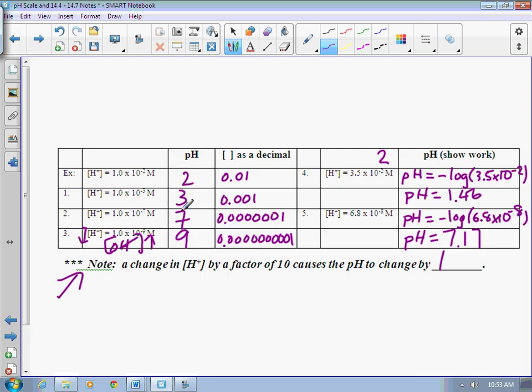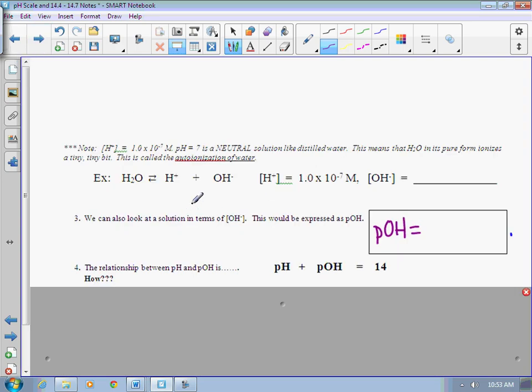A better way to understand it: if I go from a pH of 3 to a pH of 2, I'm becoming more acidic. This number here is 10 times more acidic than this number. So if you change by a factor of 1 pH unit, it's going to be a times 10 change in hydronium ion concentration. Again, that helps with multiple choice questions where you can't use a calculator. Okay, so what's this all mean?